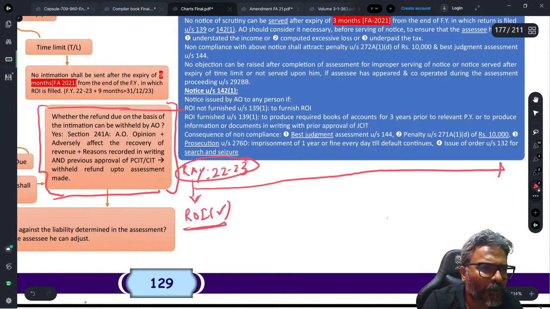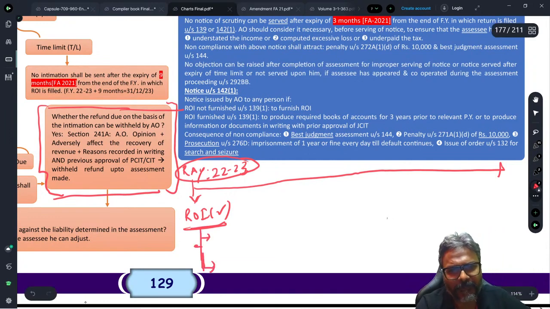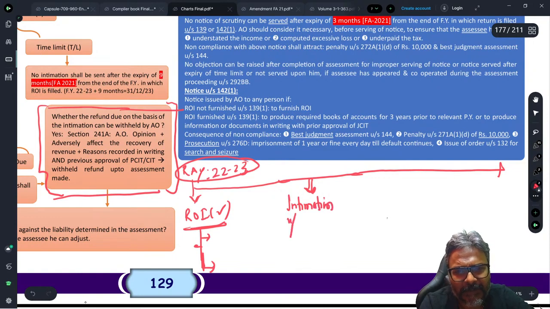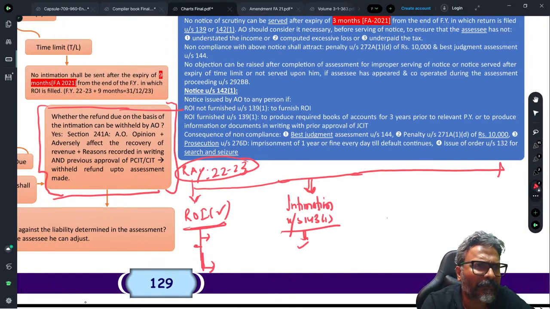Now the due dates on which the ROI would be filed are also known to all of you. Thereafter, after the due date, the intimation under section 143(1) also would have been sent. As you are all aware, for the intimation you will see the scope and the time limit. We have just now seen about the intimation, so I'm not discussing this particular point anymore.